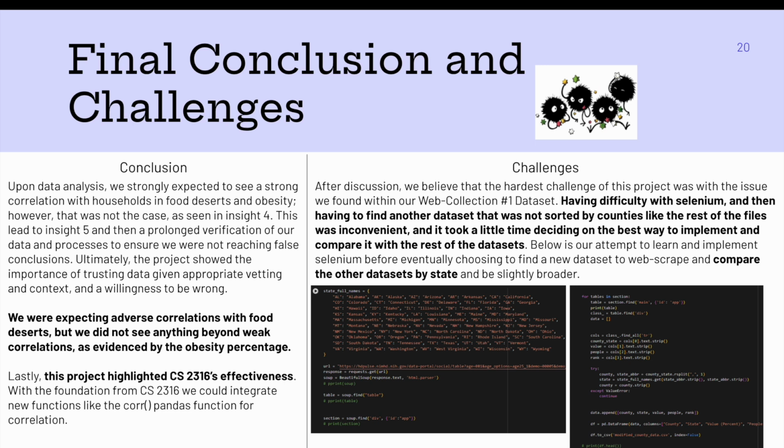Having to find another data set that was not sorted by counties like the rest of the files was very inconvenient, and it took a little time deciding on the best way to implement and compare it with the rest of the data sets. Below here are pictures of our attempt at Selenium, but eventually we just decided to scrap that, find another data set, and compare the other data sets by state.